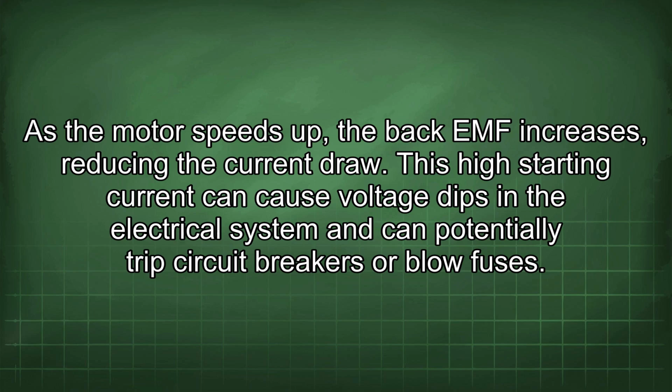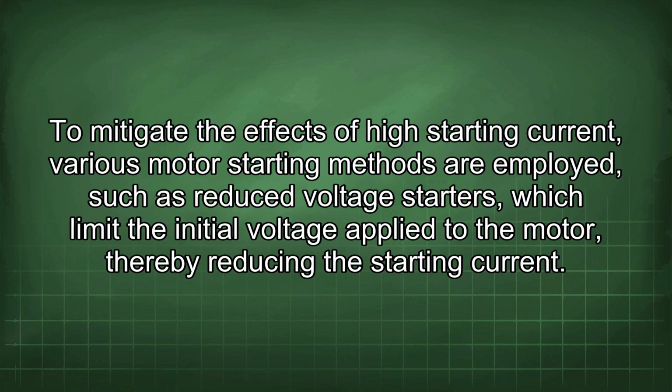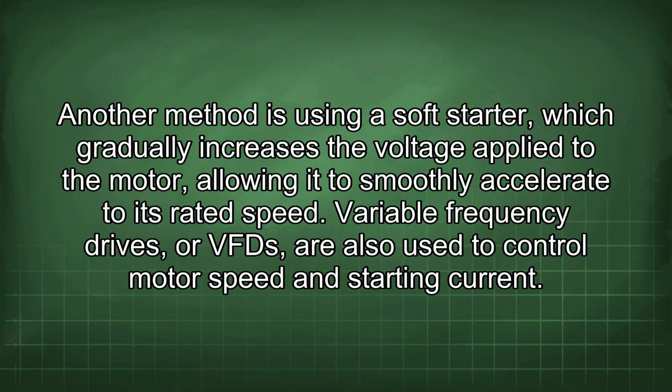This high starting current can cause voltage dips in the electrical system and can potentially trip circuit breakers or blow fuses. To mitigate the effects of high starting current, various motor starting methods are employed, such as reduced voltage starters, which limit the initial voltage applied to the motor, thereby reducing the starting current. Another method is using a soft starter, which gradually increases the voltage applied to the motor, allowing it to smoothly accelerate to its rated speed.